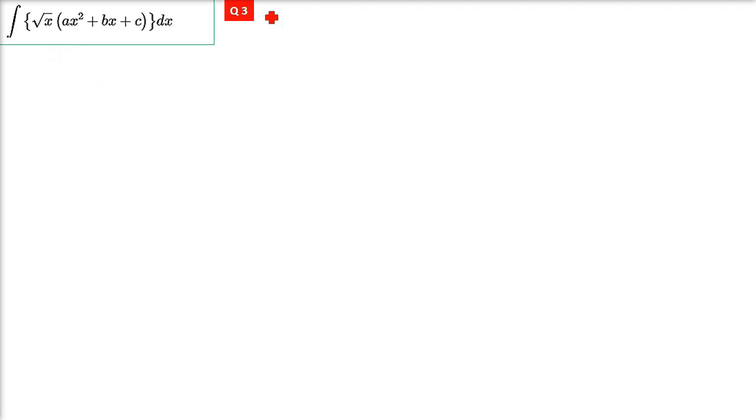Next is under root x. This under root x is simply x raised to the power half. So x to the power half is under root x. Now let us resolve this first, and then we will deal with the integration. So the first term is x raised half. Inside this we have ax square plus bx plus c. Now multiply x raised half with each of the terms. So a into x square into x raised half. This will be the first one.